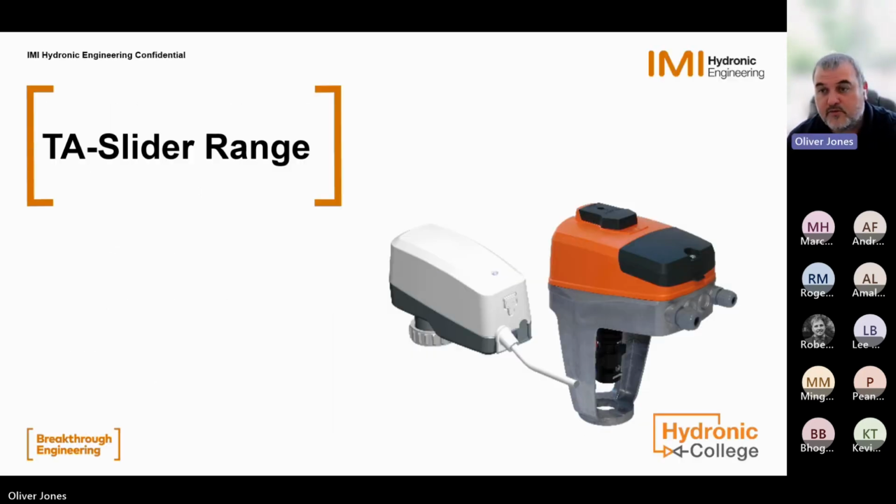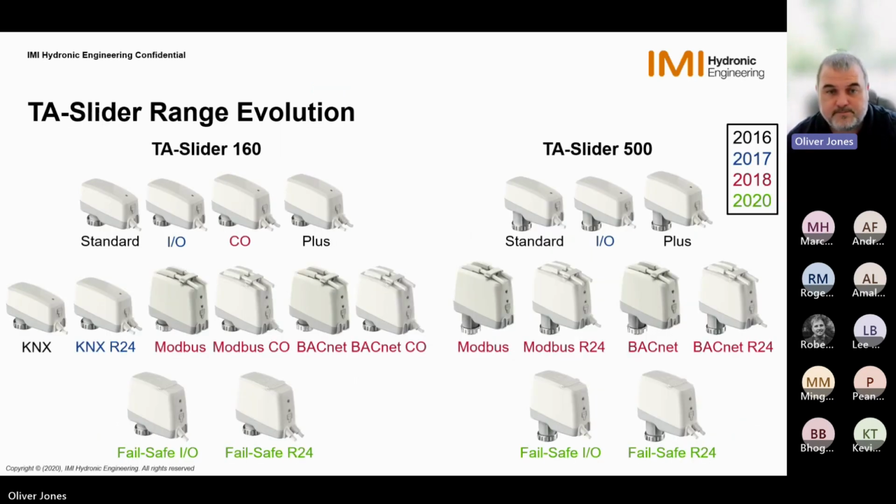So just to give you a brief overview of the range itself, we have our Slider 160 and our Slider 500s, which are the first iterations of Slider. So that included our standard and then the Plus models. We also had the KNX, which had minimal functionality, so just as an input signal. And the Plus, then with the in and output relay and binary functions, so the I/O, and our KNX R24 with the relay built into the KNX.